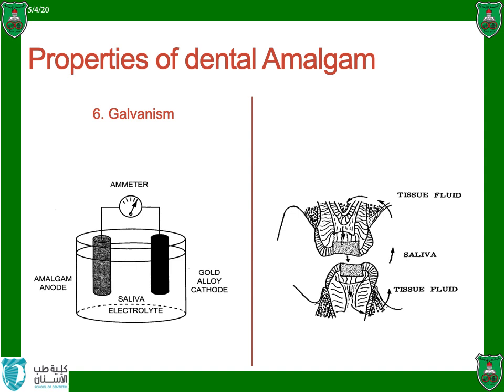Now the problem with galvanism is that it might cause a very real clinical problem. The patient will have pain when they bite on their teeth. When two opposing teeth that contain different metals come into contact with each other, there will be current inside the oral cavity. This current will cause pain to the patient because it will affect the pulp of the teeth, and the patient will have very sharp pain during biting. So maybe we will need to replace those restorations to prevent this current from happening.